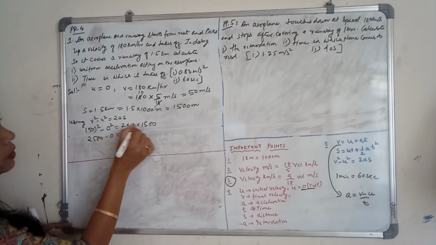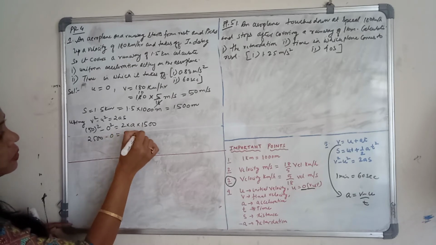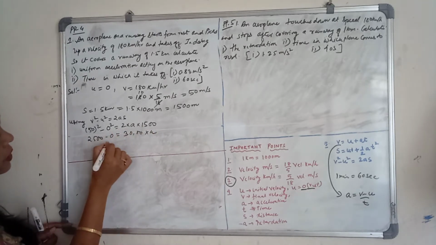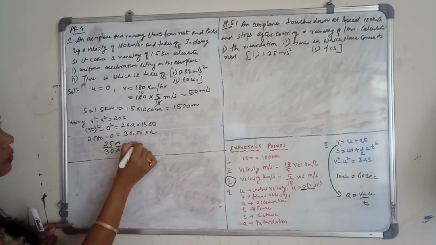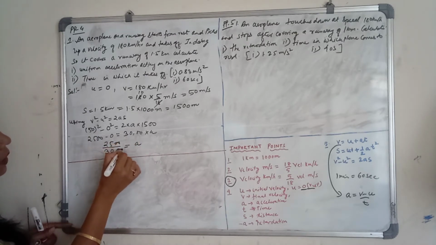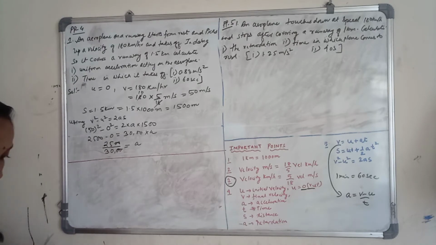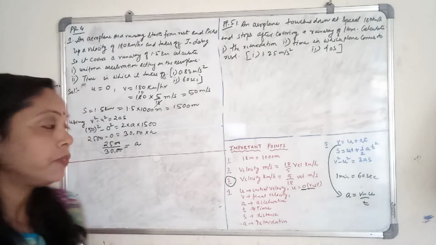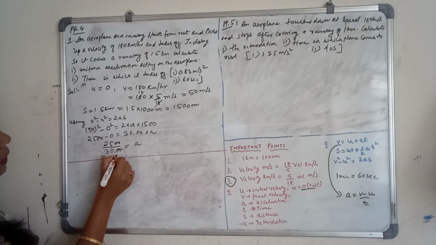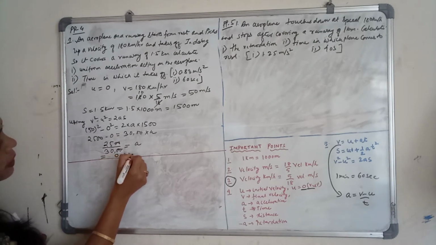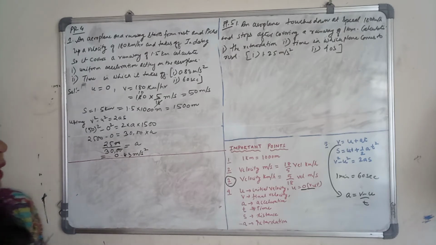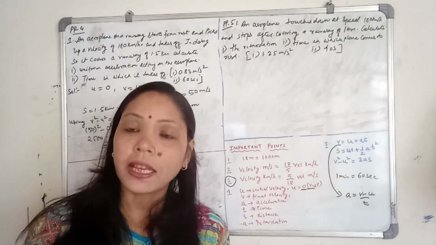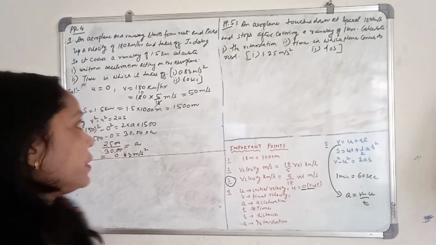This is 2500 minus 0. This one will be 3000 into a. So 2500 by 3000 is equal to a. Cut the zeros. Here 25 by 30. So 25 by 30 if you divide, your answer will be 0.83 meter per second square. So meter per second square is the SI unit of acceleration.